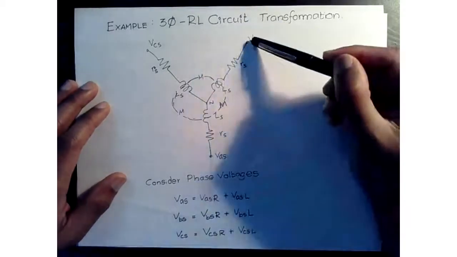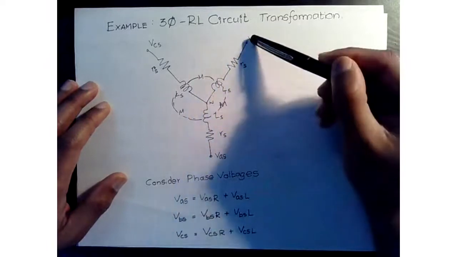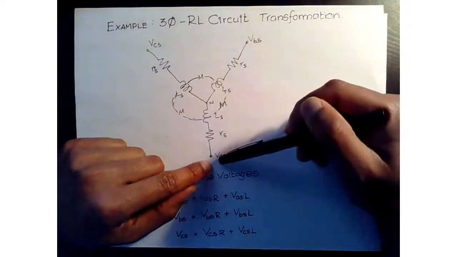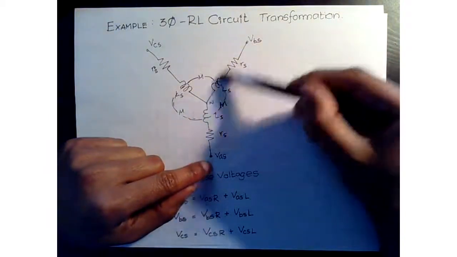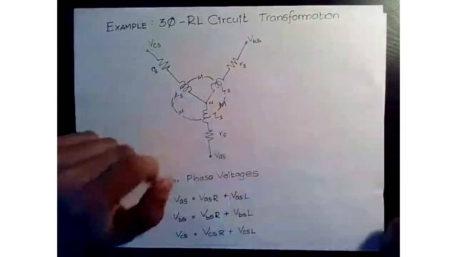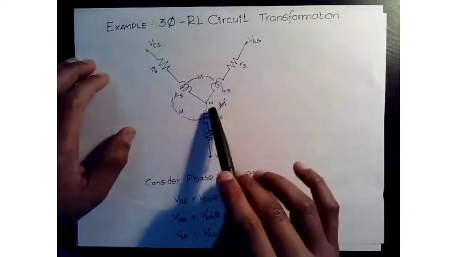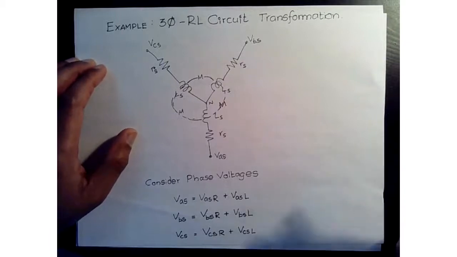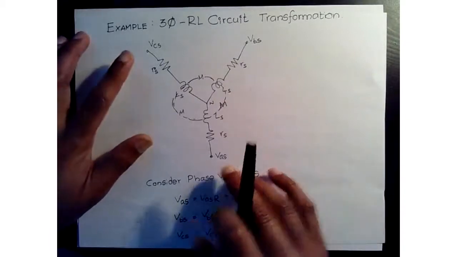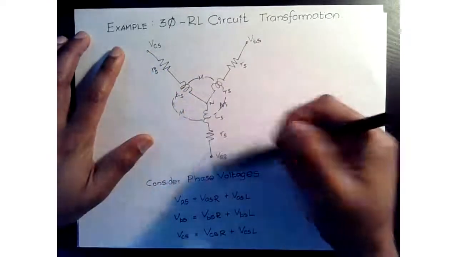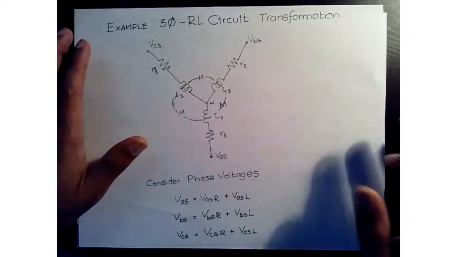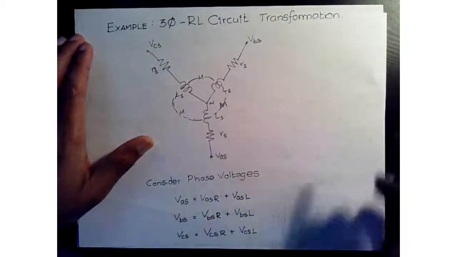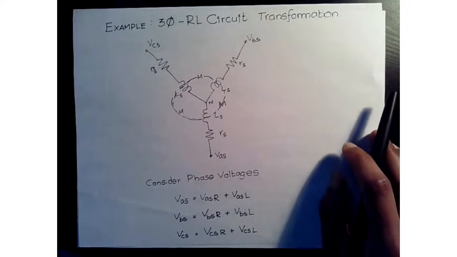Typically we define the phase voltage, so VAS, that is from neutral to this point, and then VBS and VCS respectively. We like phase voltages, but keep in mind that in a three-phase system, phase voltage is not the same as line-to-line voltage if it's a Y-connected network. I'm sure you remember this from your power class.